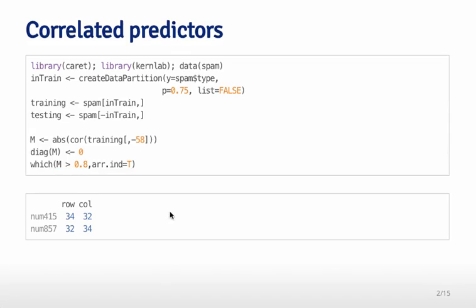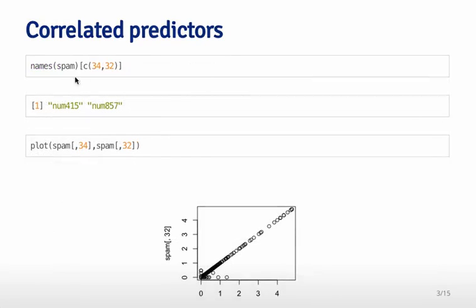So it turns out two variables have a very high correlation with each other. They are num415 and num857. So if the number 415 appears in the email, 857 frequently appears together with it. This is likely because there's a phone number that has similar variables there. So if I look at the spam dataset at columns 34 and 32, which I got from the previous correlation calculation, I see that these two columns are highly correlated with each other. And if I plot those two columns against each other, I see exactly what I'd expect.